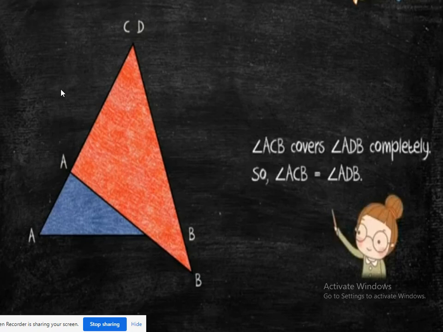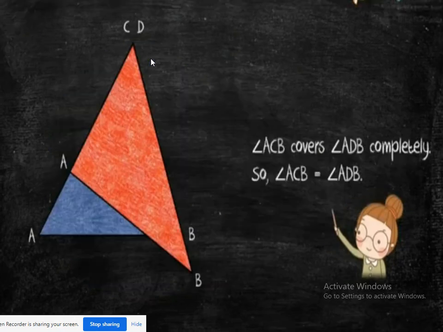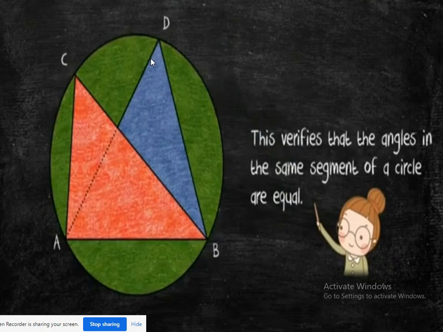So what does it mean, students? Angle ACB covers angle ADB completely. So angle ACB is equal to angle ADB. You can observe here, angle ACB is this and angle ADB is this. So are these two angles in the same segment? Of course they are in the major segment, right? So these two are angles in the same segment, and hence we have proved that these two angles are equal.